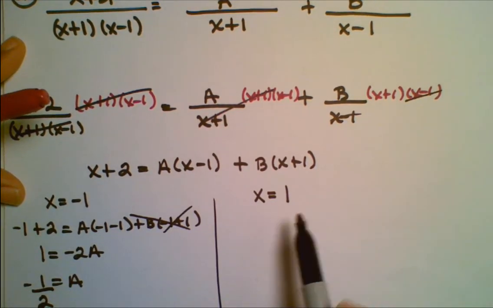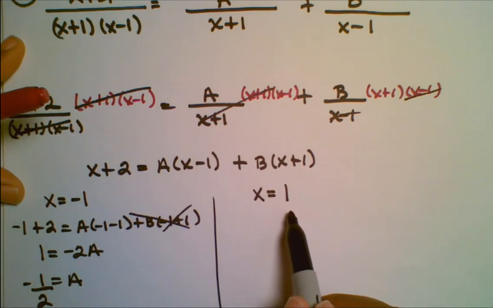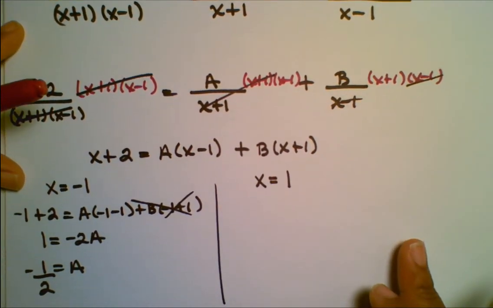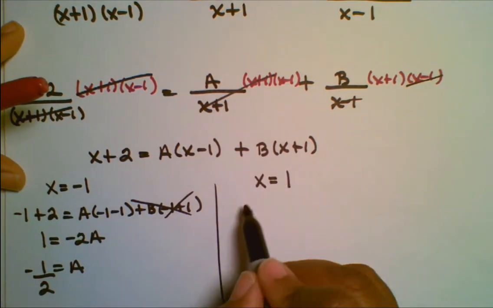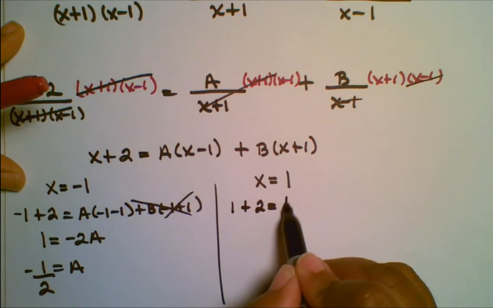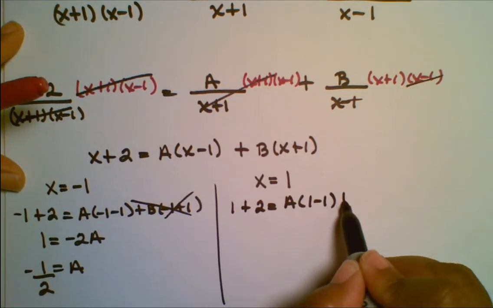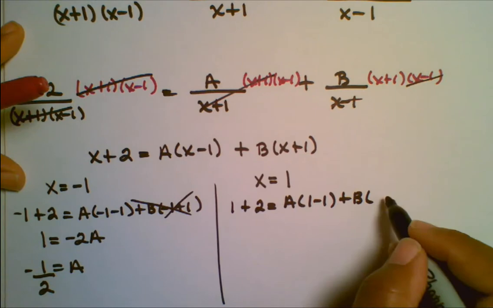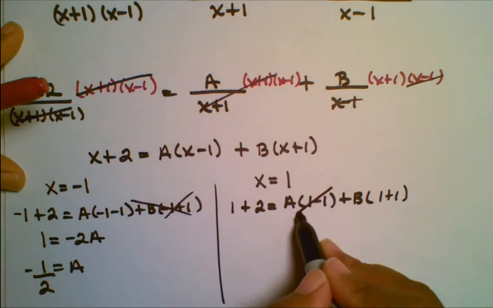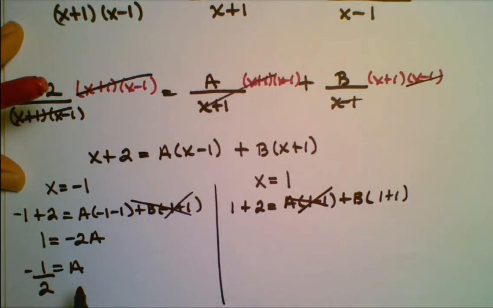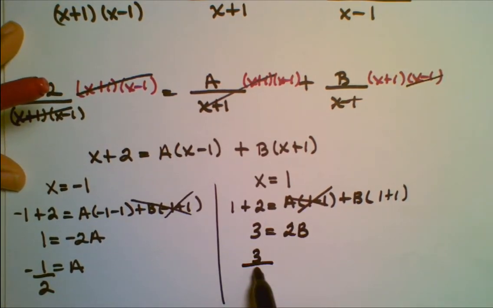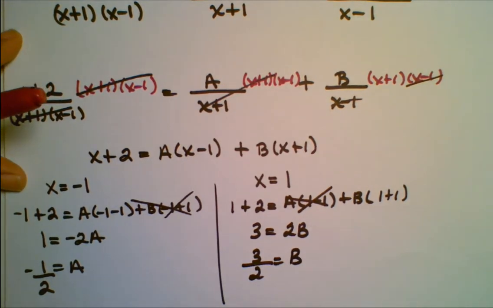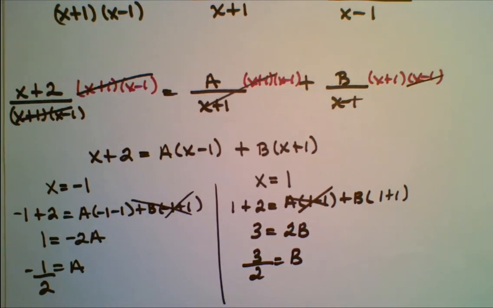Second equation, x is equal to 1. So plug 1 in. We have 1 plus 2 is equal to A times (1 - 1) plus B times (1 + 1). The A is going to cancel out. We have 3 is equal to 2B. Therefore, B is equal to 3 over 2.